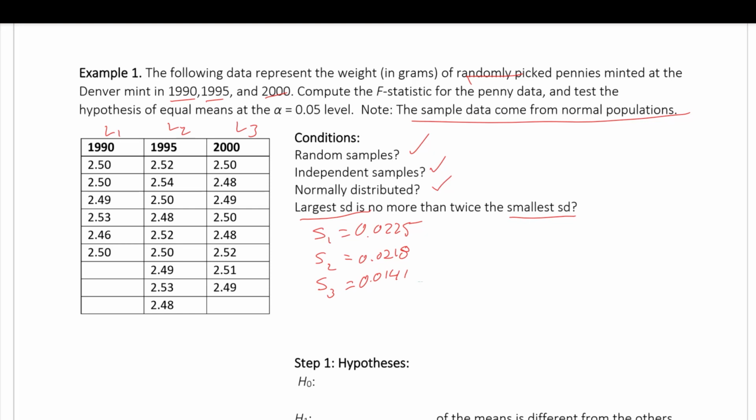All right, so those were our sample standard deviations. And again, we're trying to see if the largest is no more than twice the smallest. So which one was the smallest? Well, this is the smallest. And the largest is up here.